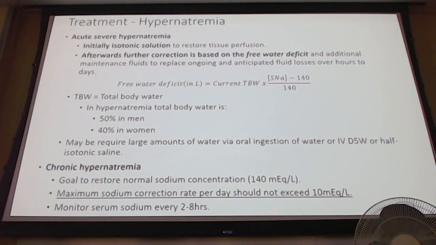When we're correcting sodium, we don't want to go more than 10 milliequivalents per day. Okay? We want to try to get it at least down to 140. And we will do electrolyte labs every 2 to 8 hours, depending on how bad it is. If they're in the ICU, we may actually do it every hour. Okay? All right, any questions on free water? Okay.